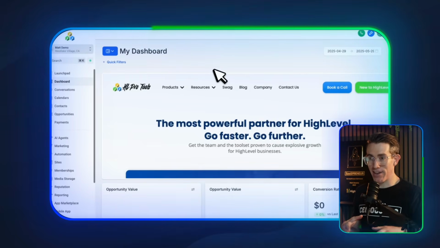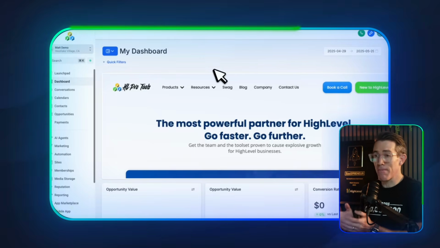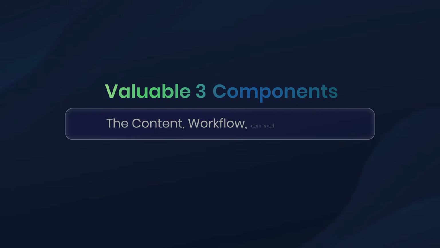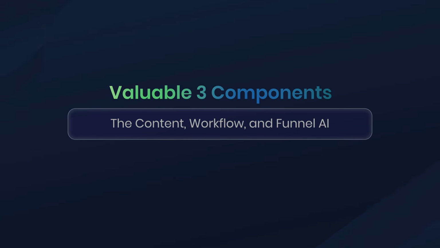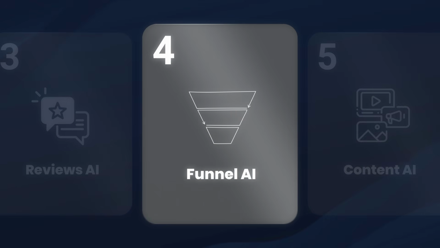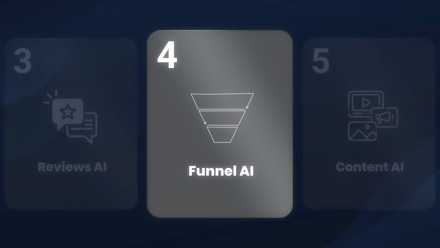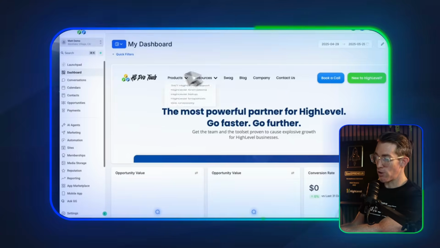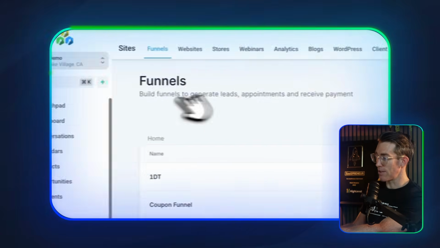For the three components of the AI employee that are, I'll say, more valuable for active builders, the content AI, the workflow AI, as well as the funnel AI, I'm going to start with the funnel AI because that will lay the foundation and groundwork for us to showcase some of the content AI examples there. So you're going to head over to Sites, and then it'll default to Funnels.